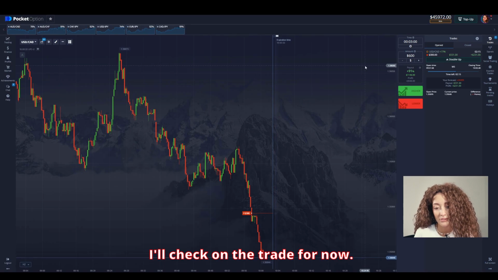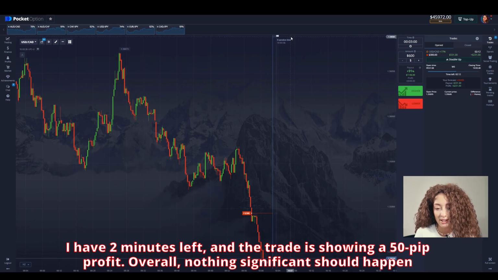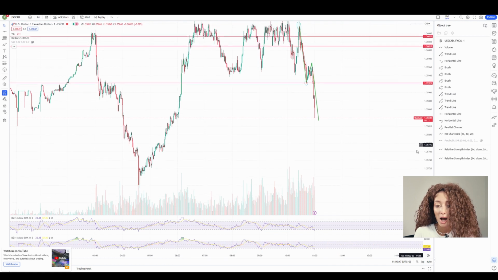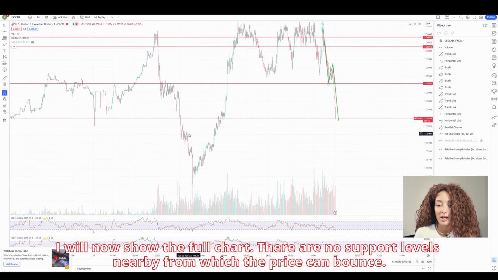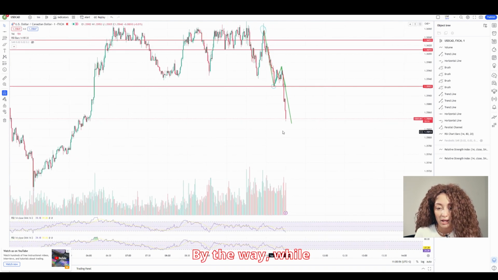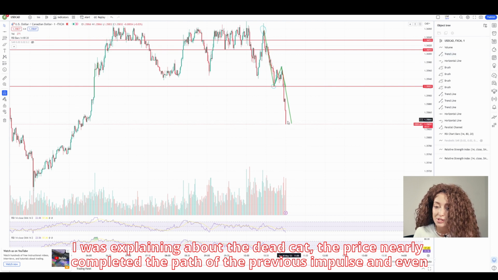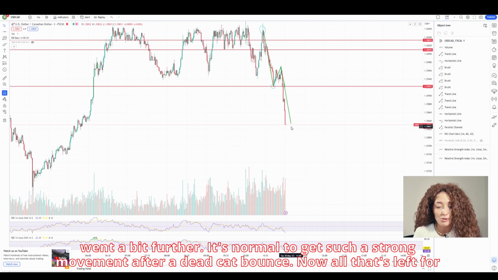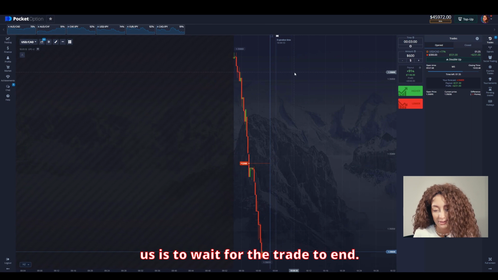I'll check on the trade for now. I have 2 minutes left and the trade is showing a 50 pip profit. Overall, nothing significant should happen because there is little time remaining. By the way, the price continues to fall. I will not show the full chart. There are no support levels nearby from which the price can bounce. By the way, while I was explaining the dead cat bounce, the price nearly completed the previous impulse and even went a bit further. It's normal to get such a strong movement after the dead cat bounce. Now all that's left for us is to wait for the trade to end.